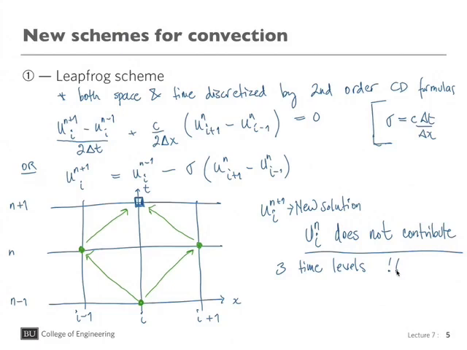If you have 2 levels, there's no problem, right? You can start it. But if you don't have 2 and you only have 1. If your boundary condition was 0 at time 0, then you would say boundary condition 0 also at time minus 1. You could try that.